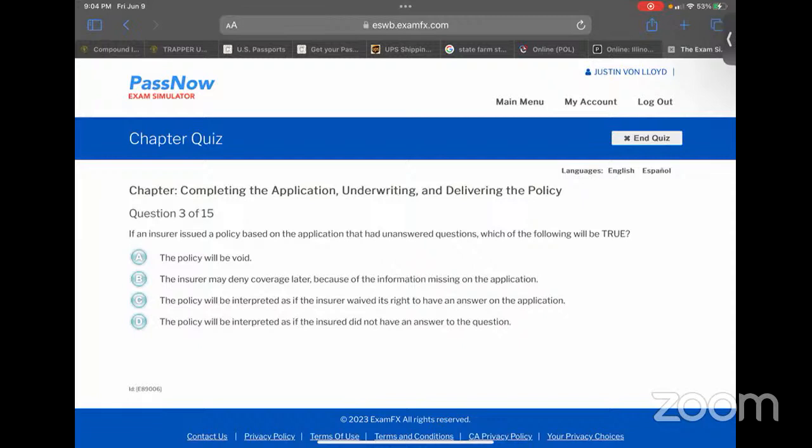Hold on one second. I told you I ain't got my glasses on. I can't see the answer to that question. Read C again for me. C, the policy will be interpreted as if the insurer waived its rights to have an answer on the application. Because that's what the agent or the insurer is going to determine because he didn't answer the question.